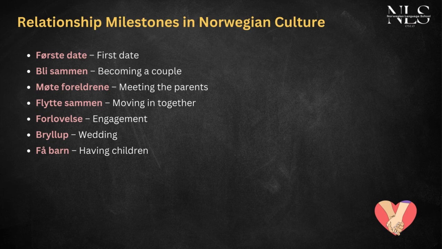Forlovelse, engagement. Traditionally, not all couples choose to get engaged before marriage. Bryllup, wedding. Norwegian weddings can range from small, intimate affairs to large celebrations. Få barn, having children. Many couples choose to have children, whether married or not. It's worth noting that these milestones are not universal, and many Norwegians choose different paths for their relationships. The order and timing of these events can vary greatly between couples.